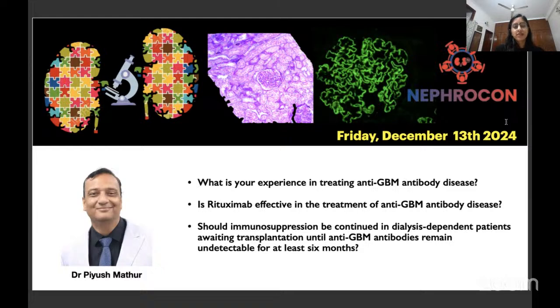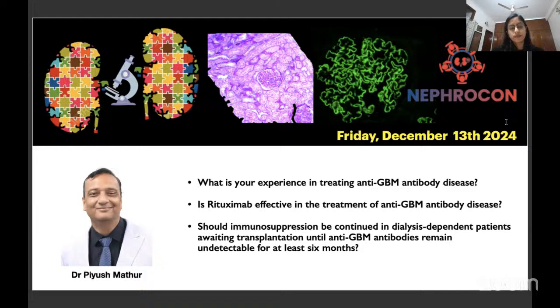In fact, when we see a biopsy where the crescents are so florid and almost 100% of them are involved, the first thought that comes to mind is always anti-GBM disease before we go and see the IF. So usually it's always 100% crescents. It's a very rare scenario when the crescents are fewer in number. So repeat biopsies are very uncommon.